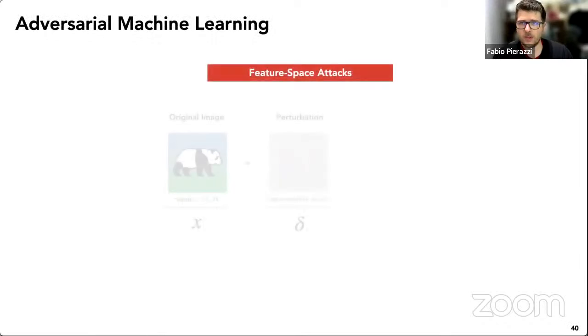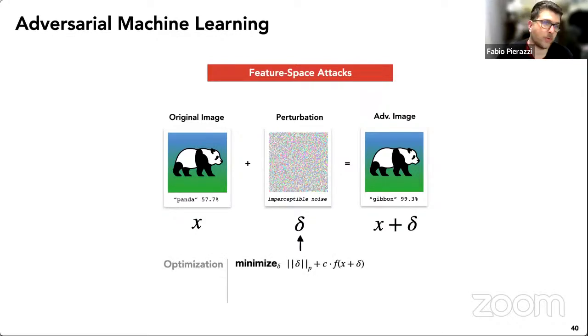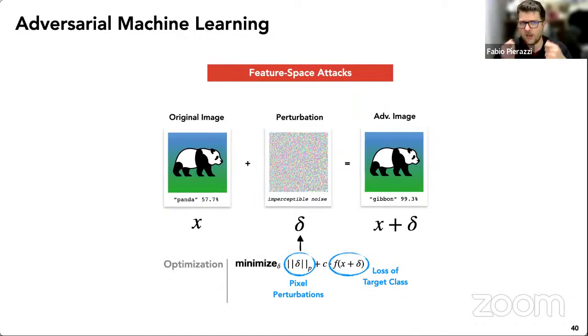So in traditional adversarial machine learning, you may have seen ad nauseam a panda image in which some perturbation is added and the adversarial image is generated. These are usually called feature space attacks, and the objective is to solve an optimization function where you want to minimize the pixel perturbation and the loss of the target class. And typically, to represent the pixel perturbation, you have the norm of the noise vector.